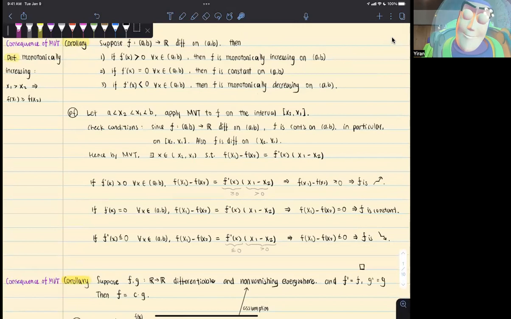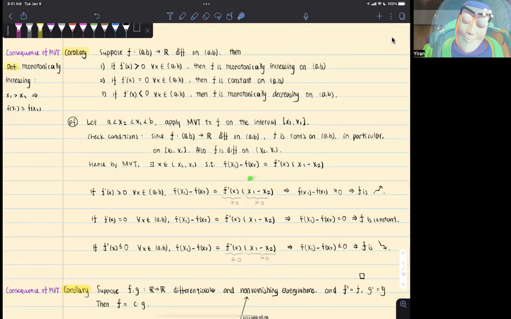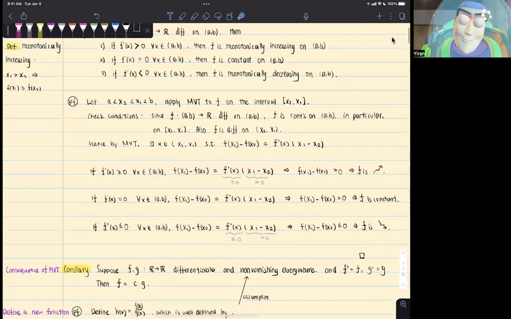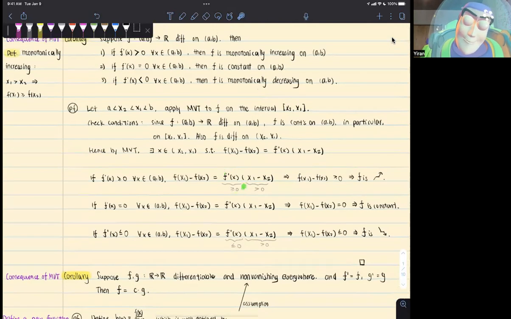And then, for example, let's prove statement 1. We want to show f is monotonic increasing on (a, b). To show that, we assume x1 is larger than x2. So we have this positive. And then we use the assumption. Here we have the assumption f prime of x is larger than 0 for every point x on (a, b).